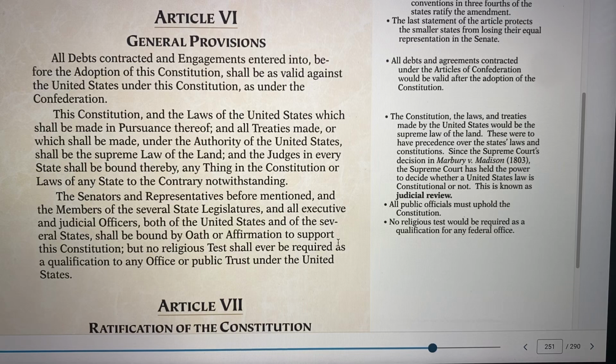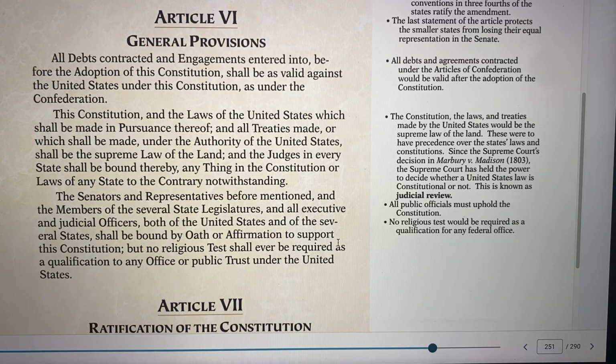The Constitution, the laws, and treaties made by the United States would be the supreme law of the land. We know that. These were to have precedent over the states' laws and constitutions. Since the Supreme Court's decision, Marbury versus Madison, we went through that. That was basically John Marshall, 1803, that said the Supreme Court now has the power to decide whether a law is constitutional or not. And this is known as judicial review. So it gave the Supreme Court a lot of power because they could say whether a law is valid under the United States Constitution.